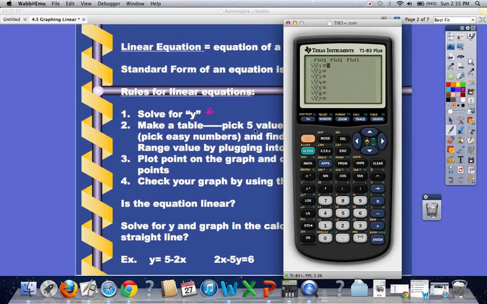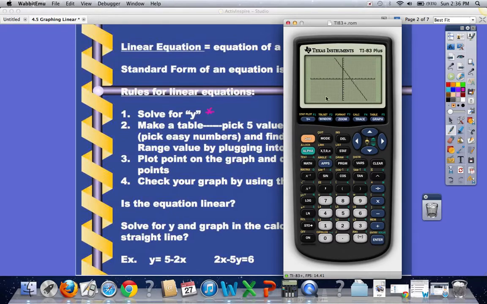So this is going to be 5 minus. All right, now notice it says 2x. Here's your 2, but your x button is right here. It says x, t, theta, and n. Right here is your x button. You'll use it for all your x's. So you push that button. Now notice I have 5 minus 2x, and that's what my equation is. And then you want to push the button that says graph, which is right here. And we're going to be very familiar with this in this section. The graph.